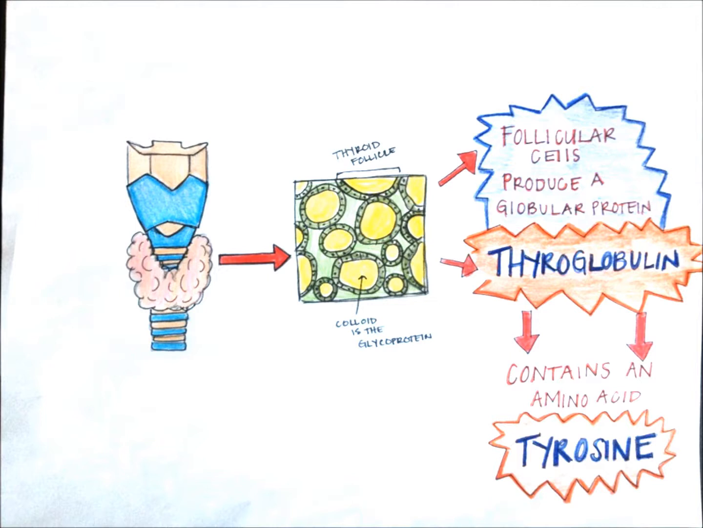The follicular cells surround a colloid which contains fluid made from proteins. These follicular cells are in charge of producing a globular protein called thyroglobulin. Thyroglobulin's purpose is to contain an amino acid called tyrosine, which helps in making the thyroid hormone. We will begin talking about the 7 steps to the formation of thyroid hormone.